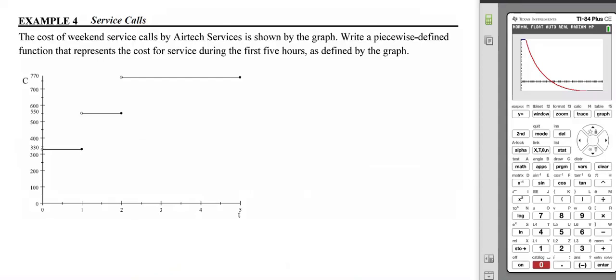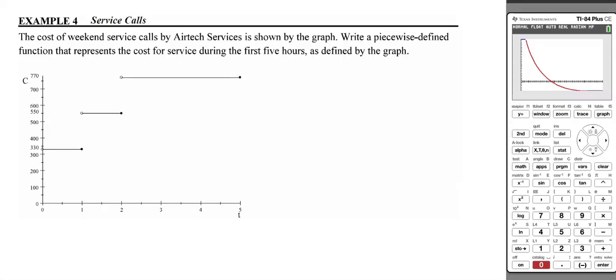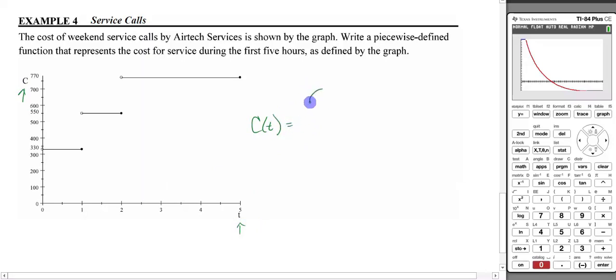Our last example is on service calls. The cost of weekend service calls by AirTech Services is shown by the graph. We are tasked with writing a piecewise function that shows the cost for service during the first 5 hours as defined by the graph. So we can see on the axes they've named the function c, and they're using an independent variable t. So we'll call this function c of t equals, we have 3 pieces, so just make a curly brace capable of holding all 3 of those pieces.